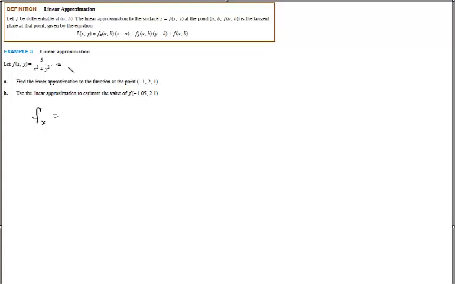Let's do it with the chain rule. Let's go ahead and make this read 5 times (x squared plus y squared) to the minus 1. I like it this way.